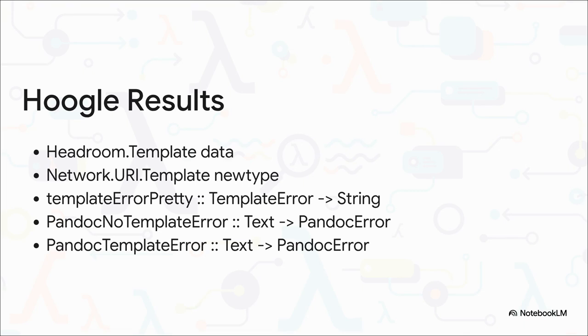And look at this. Notice how Hoogle doesn't just spit back simple functions. It instantly finds data types, newtypes, and specific constructors all across various libraries. You search for template error, and boom! Hoogle scans your local database, instantly surfacing a data type in Headroom.Template, a newtype in Network.URI.Template, a relevant function signature like templateErrorPretty, and even specific constructors from Text.Pandoc.Error. It gives you the exact type signatures and tells you where they live, without overwhelming your screen with excess formatting. It's clean, incredibly focused, and you can act on it immediately.